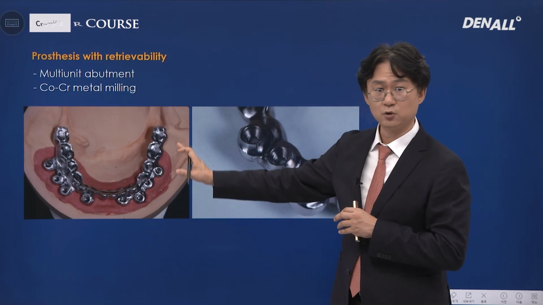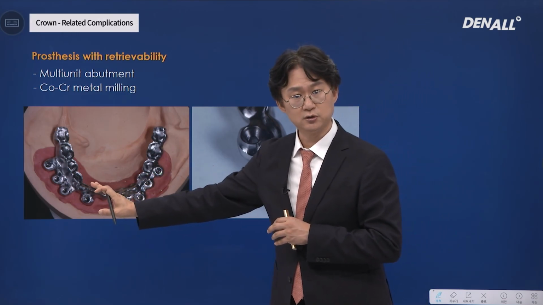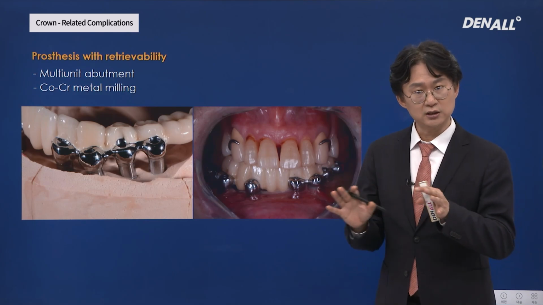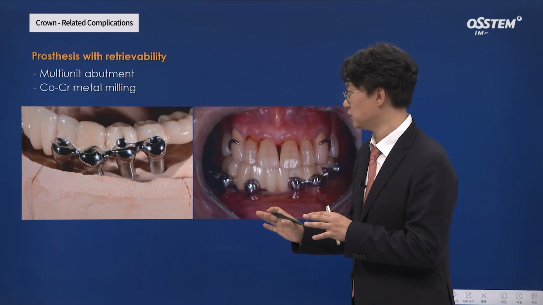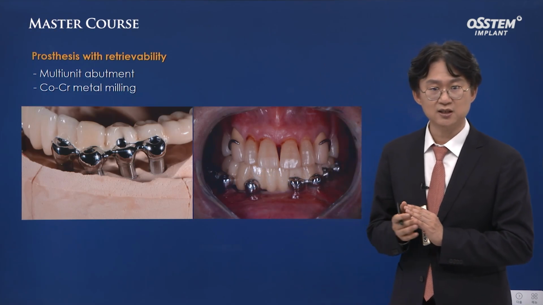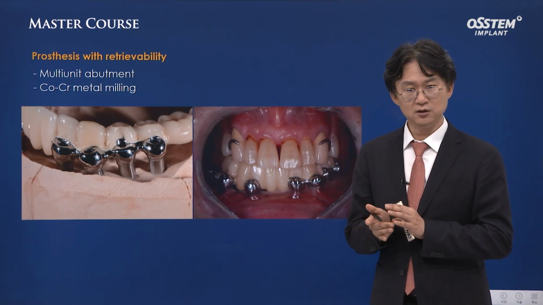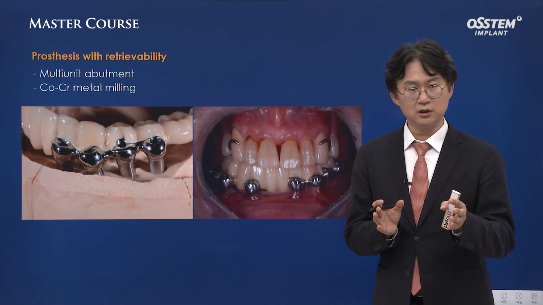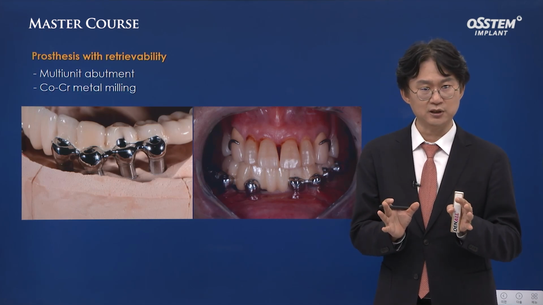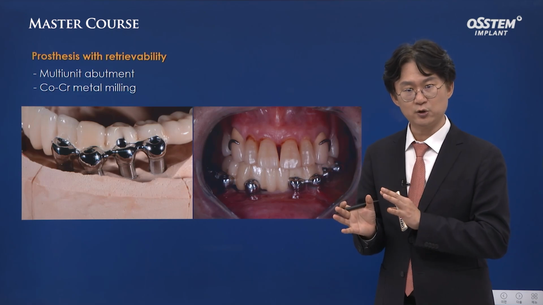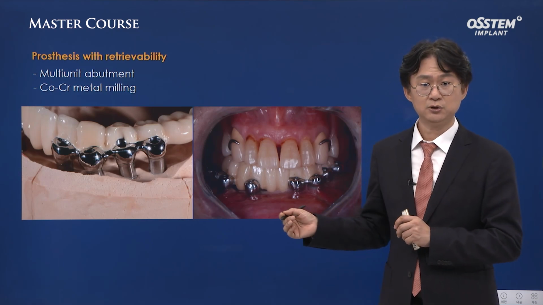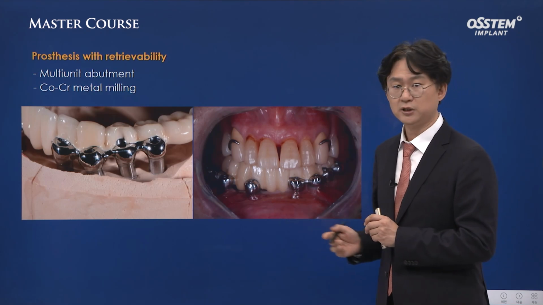Cobalt chrome metal milling is used, and on top of it, porcelain can be added. Even though this is a rare case, a hybrid prosthesis is challenging and monolithic zirconia is rather challenging. In such cases, this kind of method can reduce mechanical complications. The patient has been using this for more than 5 years without chewing problems.